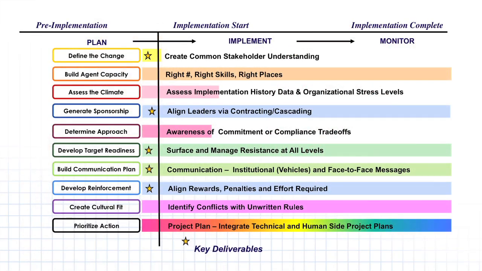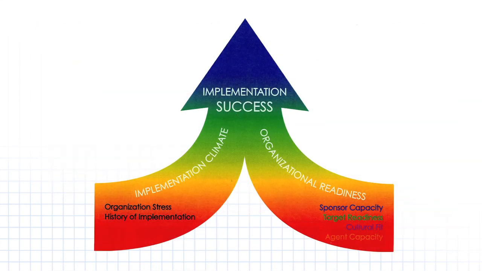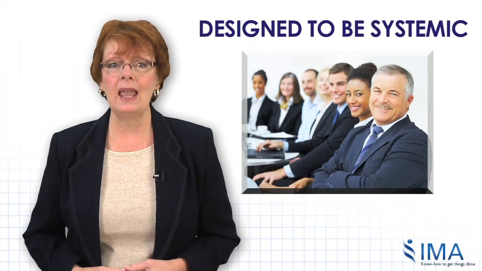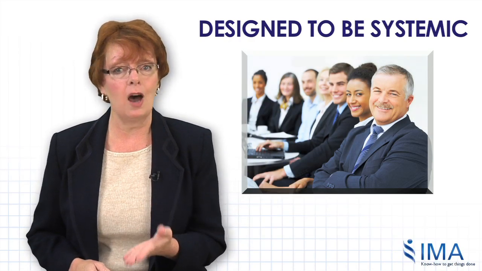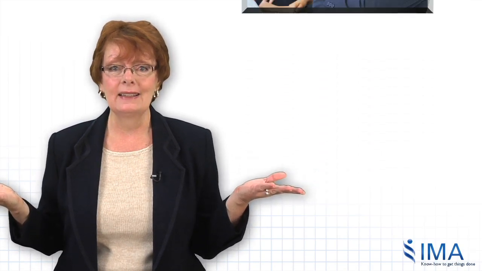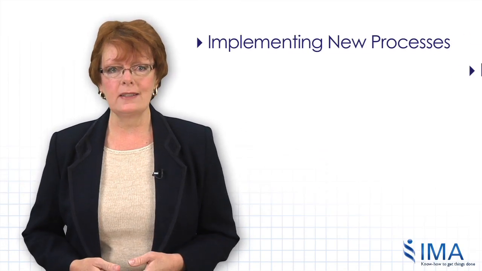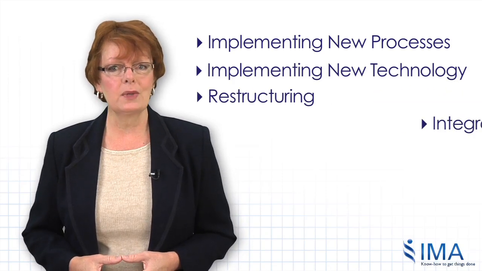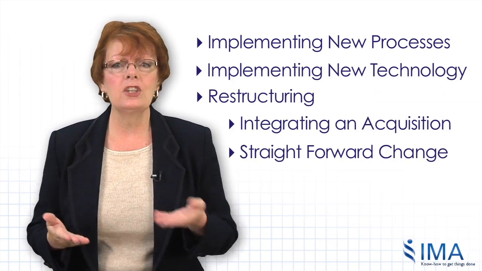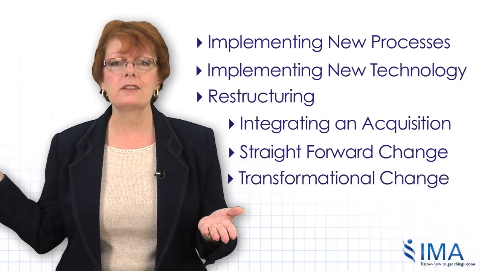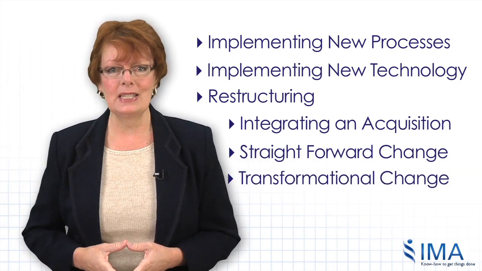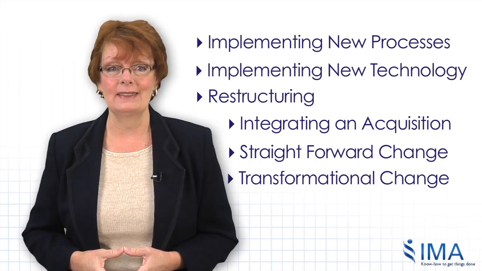Think of AIM as a risk dashboard for the human elements. The methodology helps us identify where the implementation risks and opportunities are so that we can mitigate those risks and implement at an accelerated pace. It's also designed to be systemic so that AIM becomes the way that your organization operates and gets things done every day. Whether you are implementing new processes, new technology, restructuring, integrating an acquisition, whether your change is straightforward or transformational in scope, AIM is the implementation framework, how things get done.